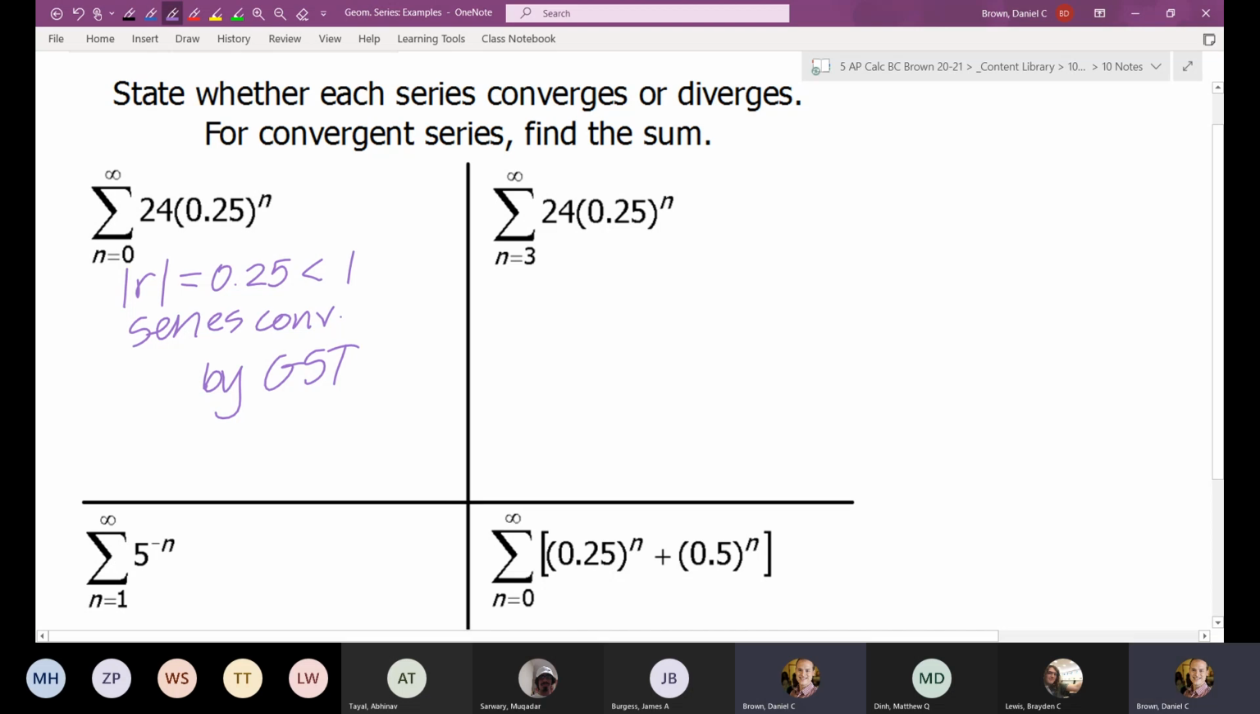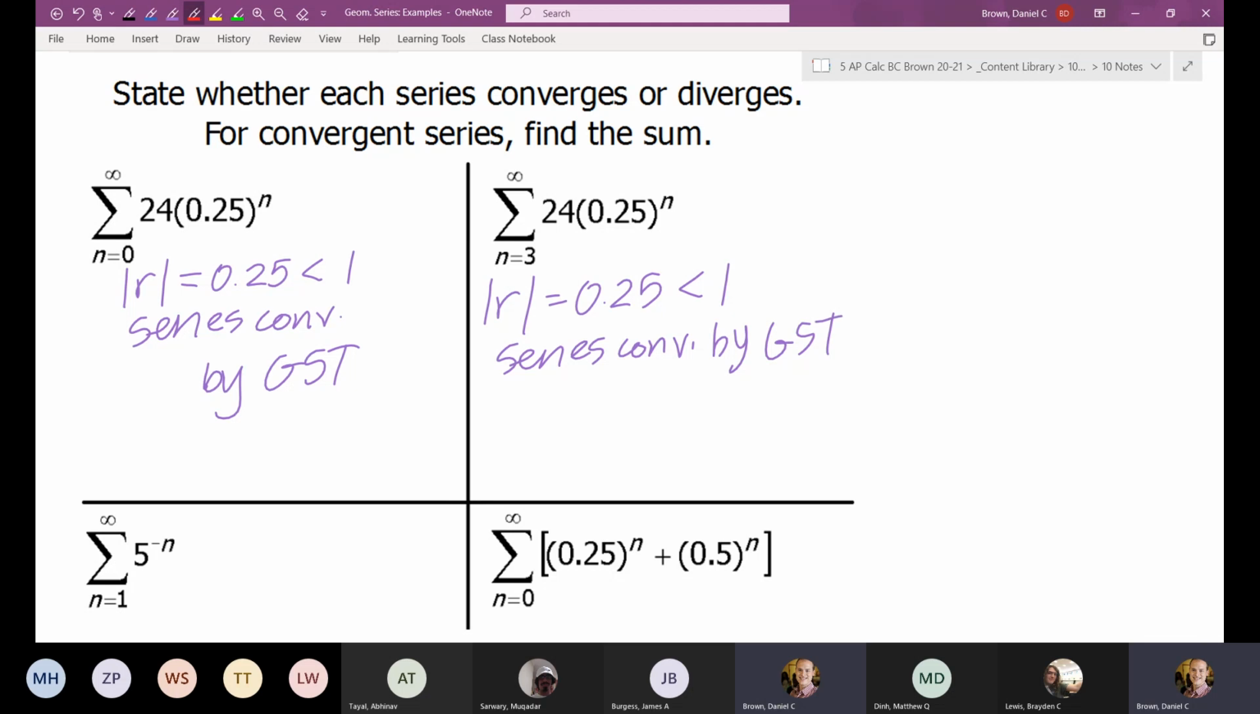Is that second one with a different starting point going to have a different answer by any means? No, it still has the same common ratio, so it is still also going to converge. The absolute value of the common ratio is still 0.25. Why is that important? Less than 1. So we know that the series converges by the geometric series test. Since it converges, we can actually find the sum.